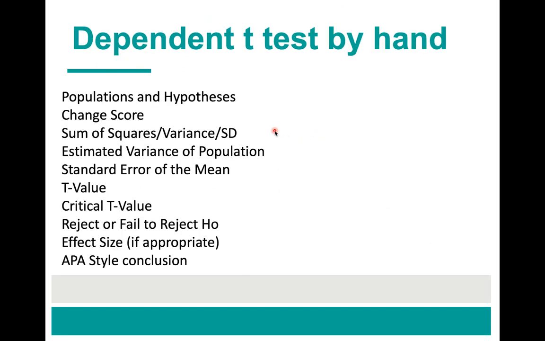Okay, here are our steps all the way through a dependent t-test. We're going to define populations and hypotheses. We're going to do some math. Then we're going to find our critical value. We're going to make a decision. And then we're going to write our APA-style conclusion.